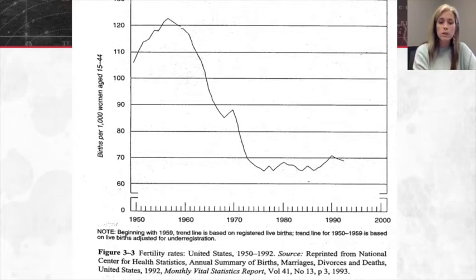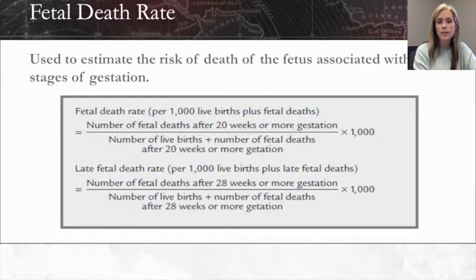So it's really an enlightening statistic. So, fetal death rate. Fetal death rate is frequently used to estimate the risk of death of the fetus associated with stages of gestation. The way that you define fetal death rate overall is looking at the number of fetal deaths after 20 weeks or more gestation over the total number of live births and number of fetal deaths. So that's a total population definition.